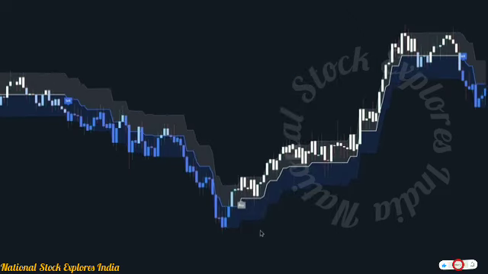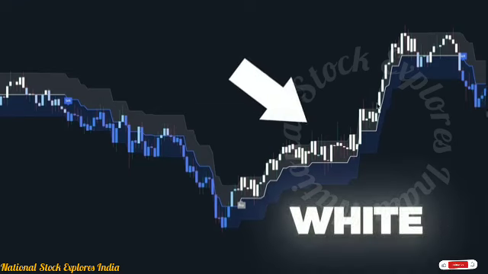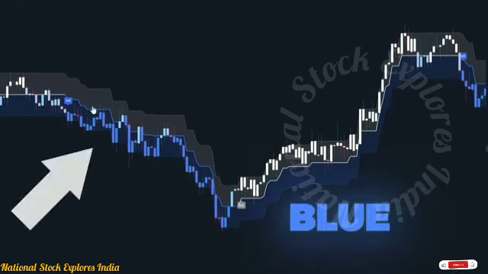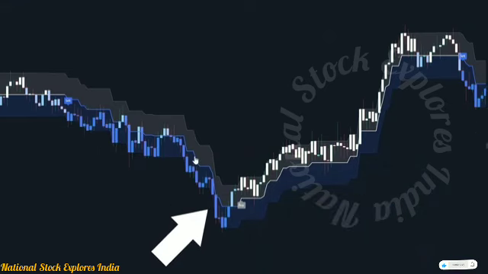A bullish trend is identified whenever the candles are colored white and the price is trading above the range filter, consistently heading upwards. Conversely, if the candles are colored blue with the price trading below the range filter and headed downwards, then that is going to be a bearish trend.